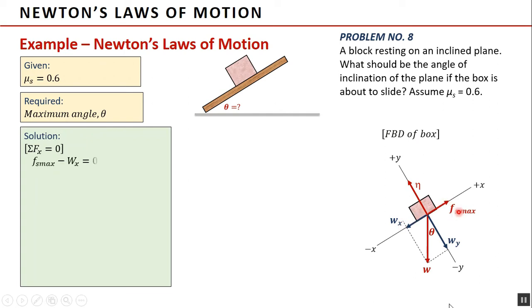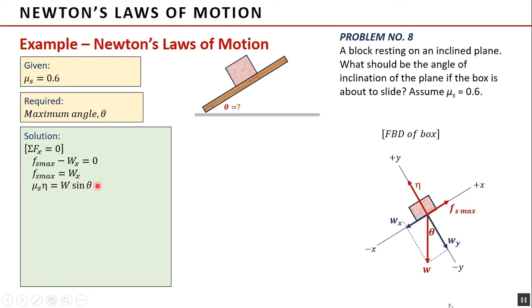From the FBD, we have only two forces on the x-axis: Fs max minus W sub x. We put negative here since Wx is towards the negative x-axis. Then equals 0. We transpose Wx to the other side, so the equation becomes Fs max equals Wx. But we already know that Fs max is also mu sub s times the normal force, and Wx is W sine of the angle theta.